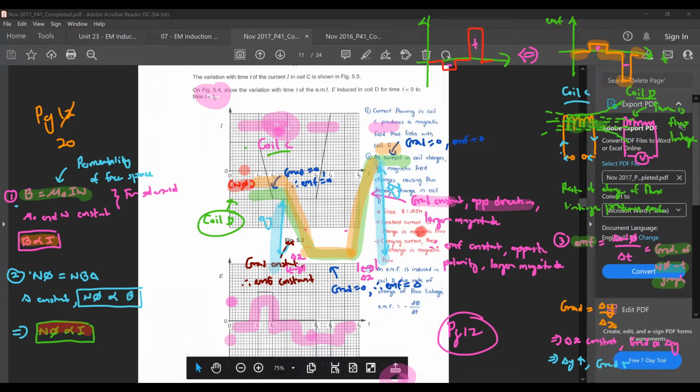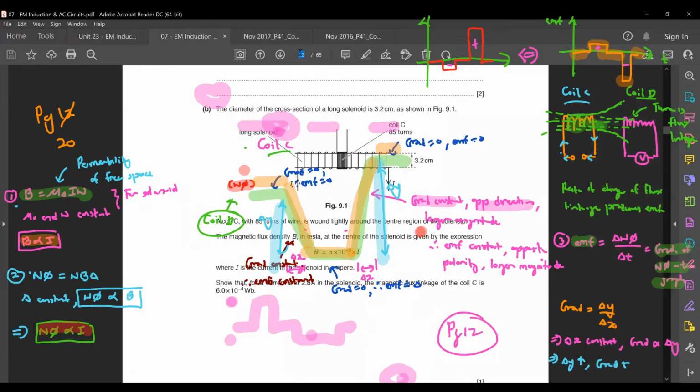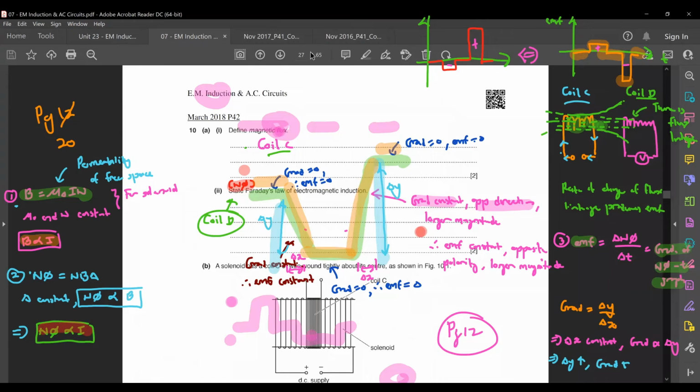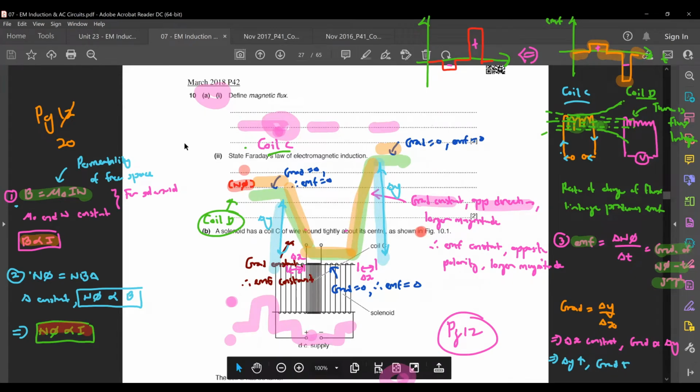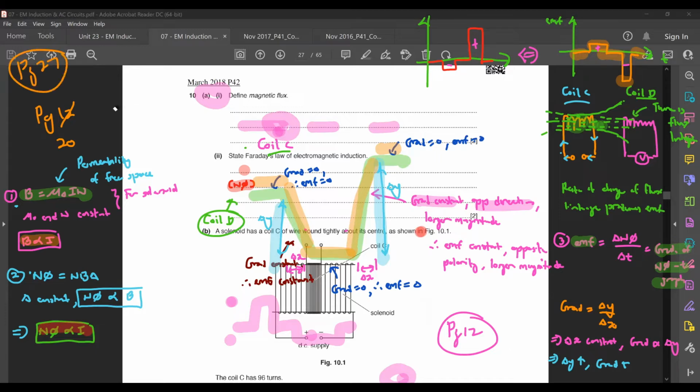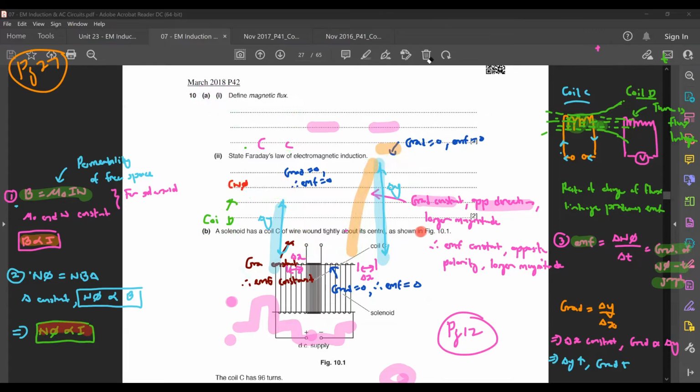Then after that, let me just go on to some other one. We've done page 20. We can probably go to page 27 and have a look. Let's have a look at page 27, while I rub off everything else here. I'm done. Right, so they ask you to define magnetic flux.